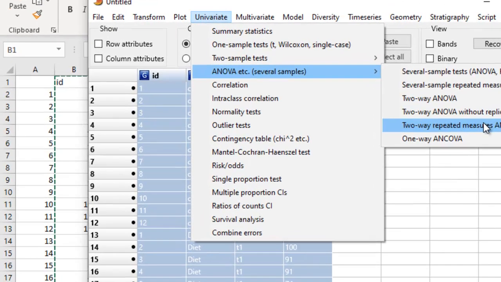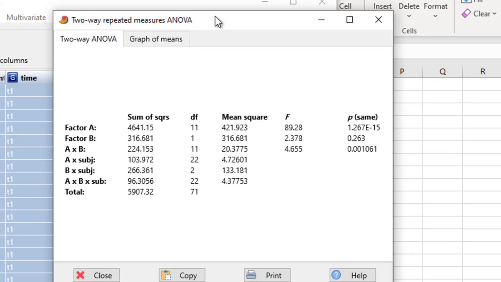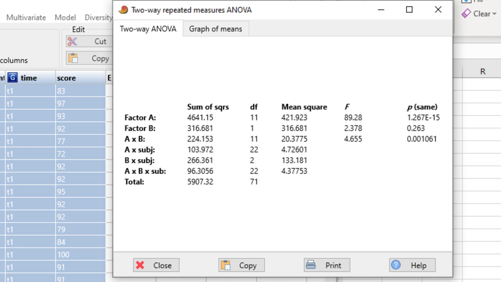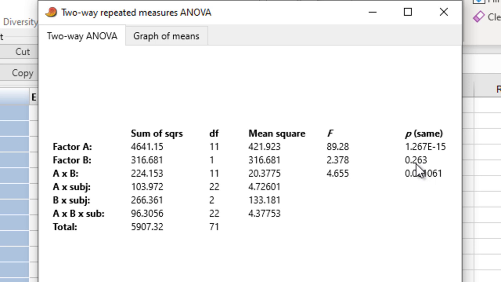Okay, this one. Click on it. You can see here, we have a factor A. Look at it. Factor A is treatment. Factor B is time. All right. So factor A, what is it doing? Factor A is highly significant on the score. Factor B, time, on the score is not significant. Then when they interact, A and B, they are significant. So you can see that. This is majorly what you just need, and that is all.